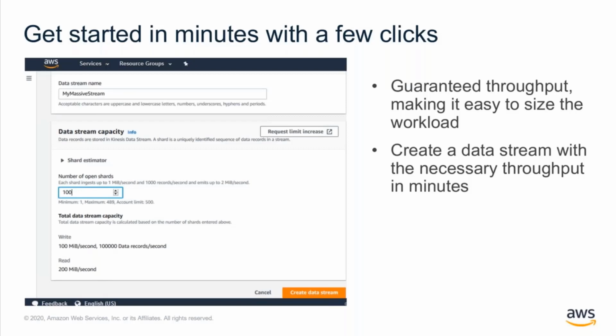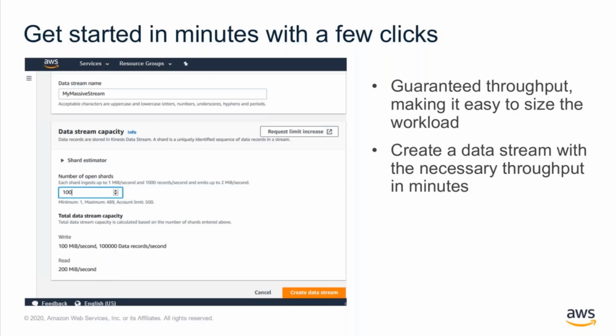Obviously, not being able to manage servers and storage is almost table stakes. Where Kinesis is also even more useful is that each shard provides guaranteed throughput of 1 megabyte per second for writes and 2 megabytes per second for reads. It makes it very easy for you to size and get started irrespective of the scale of the application. All you need to know is what throughput you expect on the stream, and you can size how many shards you want, and then get started.